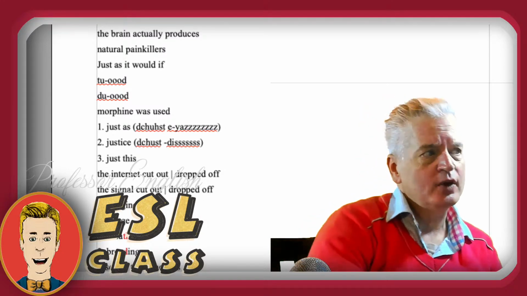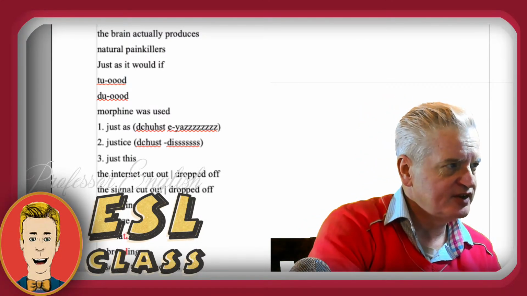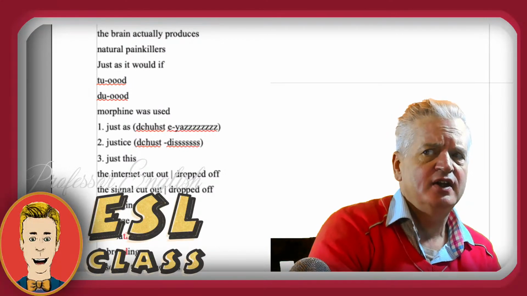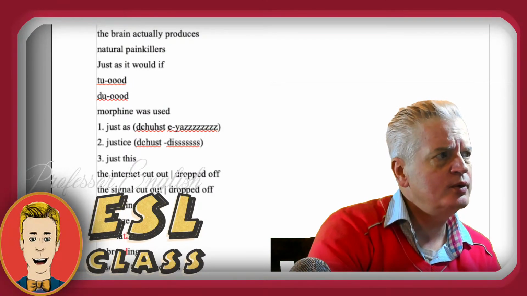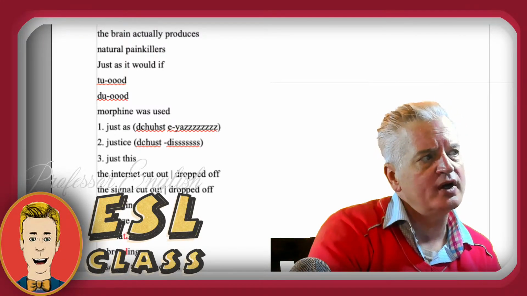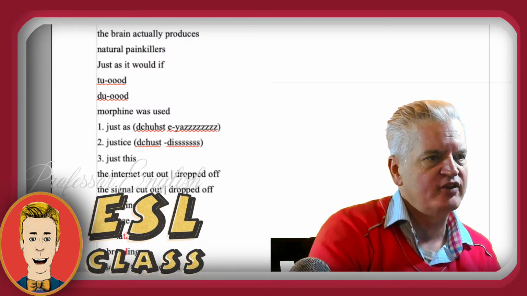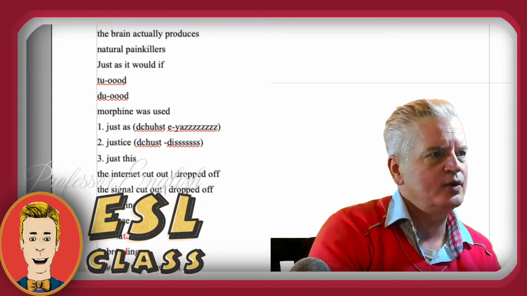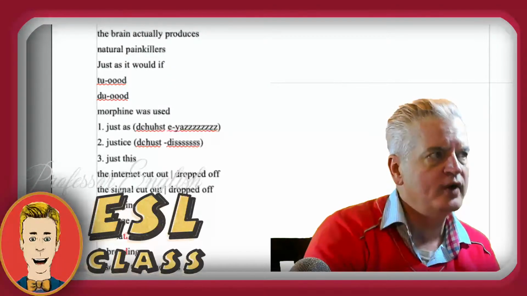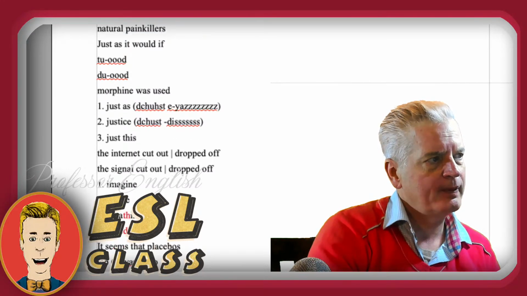Okay, now this word, would, it must be very long because it starts with a W. It's at least two sounds. Would. Just as it would if. What about that word "if"? That's short. Just as it would if. Can you hear the length of the vowel sounds?